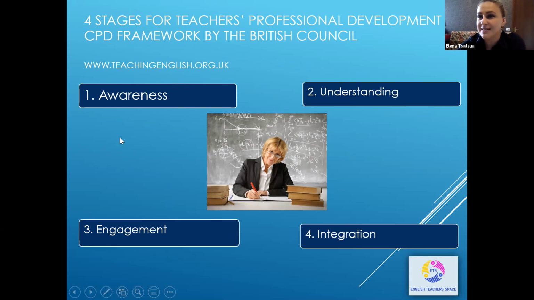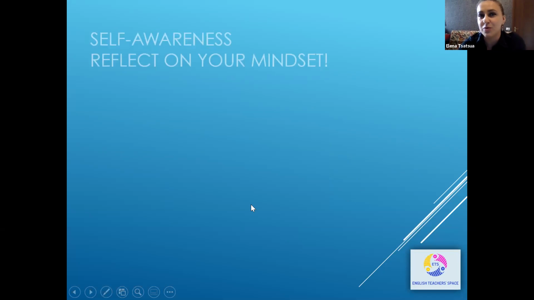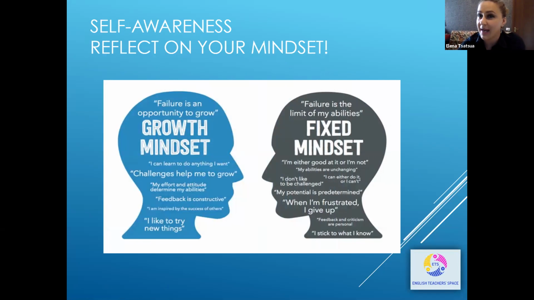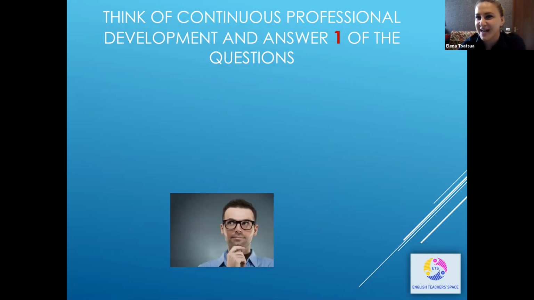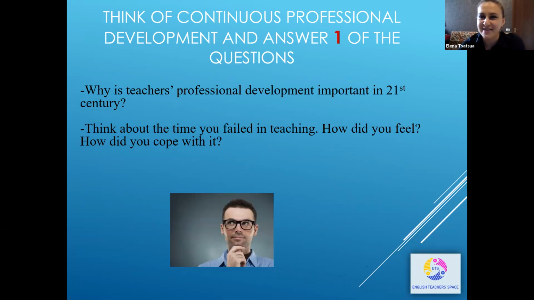So awareness is the most important and key factor here, because when we start reflecting on our mindset, to which mindset we belong to, growth or fixed mindset, we start changing. Actually, we do not have time now to write in a chat box, but let's think of these two questions. Why is teachers' professional development so important in the 21st century? And think about the time you failed in teaching. How did you feel? How did you cope with it?